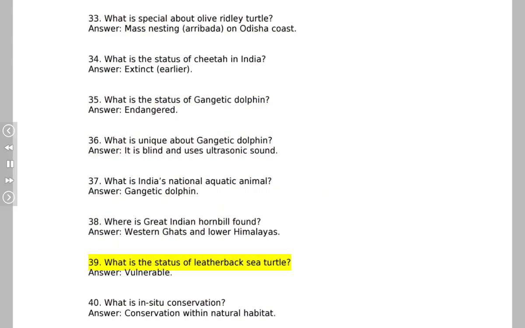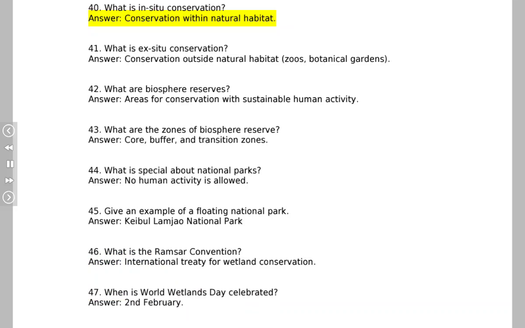39. What is the status of leatherback sea turtle? Answer. Vulnerable. 40. What is in situ conservation? Answer. Conservation within natural habitat. 41. What is ex situ conservation? Answer. Conservation outside natural habitat, zoos, botanical gardens. 42. What are biosphere reserves? Answer. Areas for conservation with sustainable human activity.